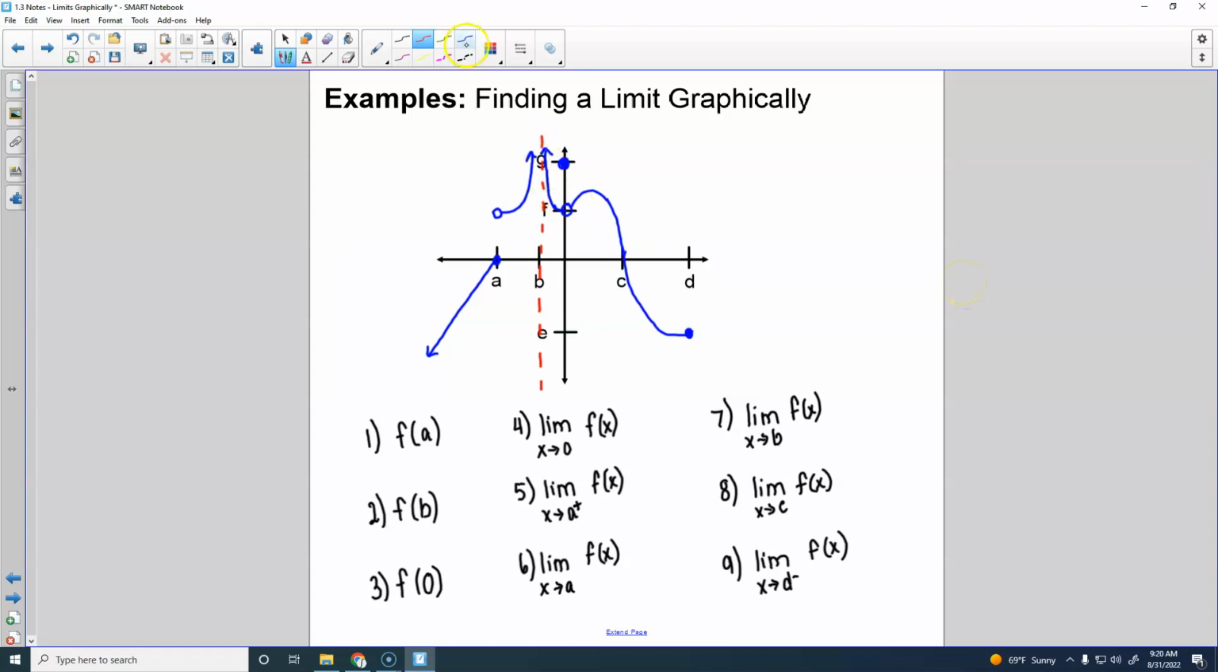Okay, so let's just go through. Let's see. Sarita, what is f of a going to be? It is 0. Very good. So you're just looking at the closed dot right there at a. The y-coordinate of it would be 0 because it's on the axis there. Let's see. Maddox, what about f of b? Perfect.